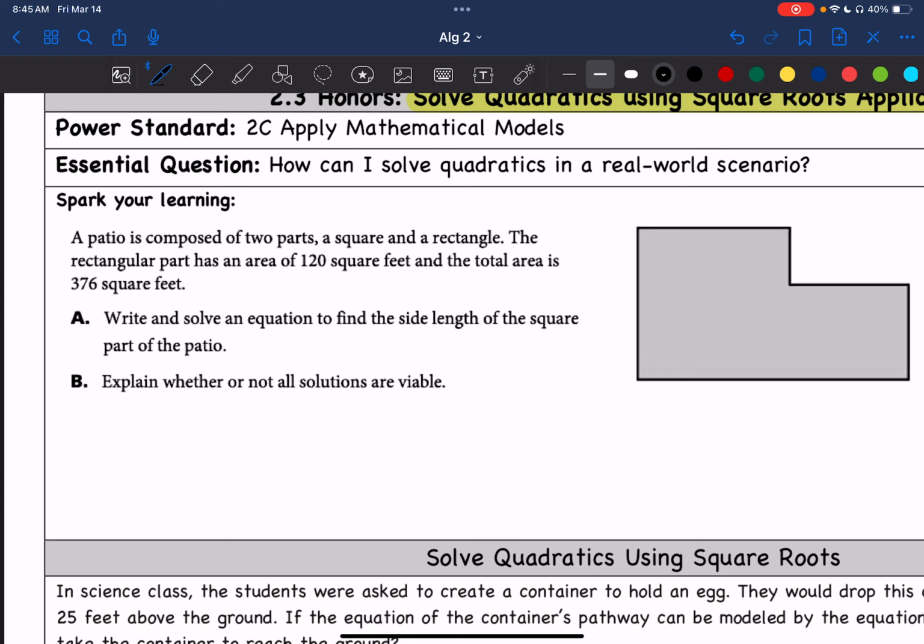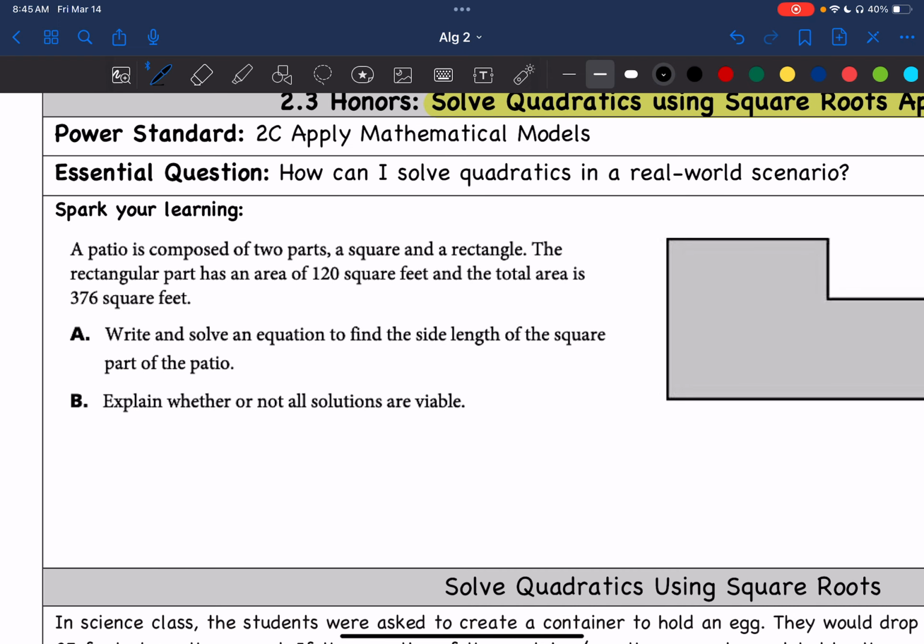All right, so I'm going to be going through page 11 of the honors packet. These are some application word problems related to solving quadratics using square roots. So starting with the first problem, we have a patio composed of two parts, a square and a rectangle. The rectangular part has an area of 120 square feet. The total area is 376 square feet.